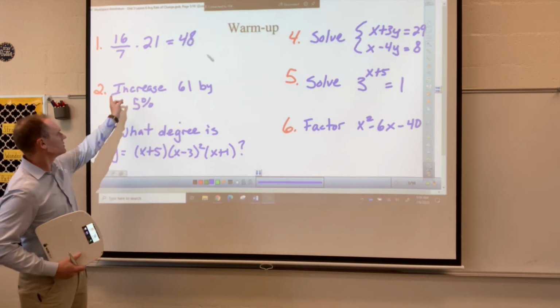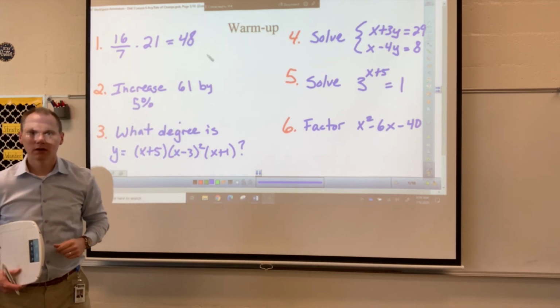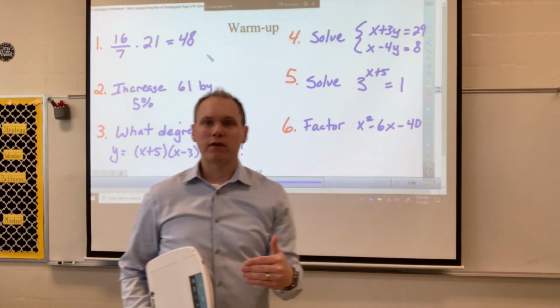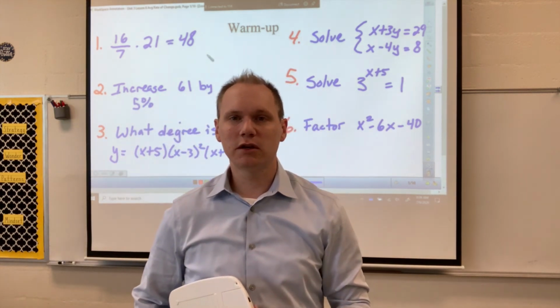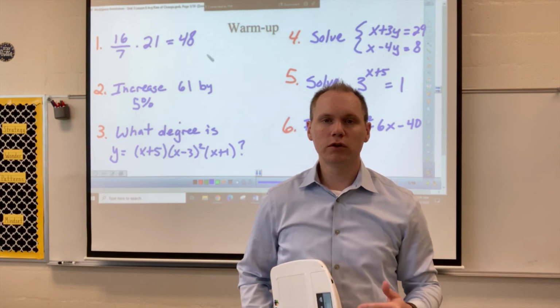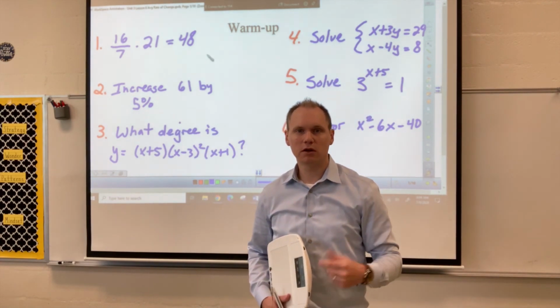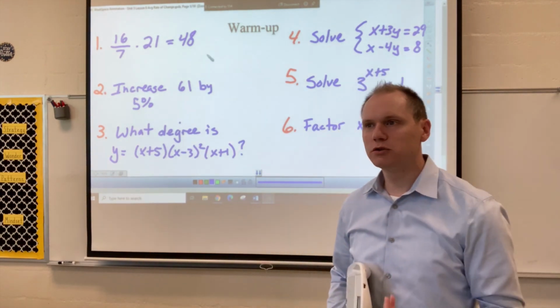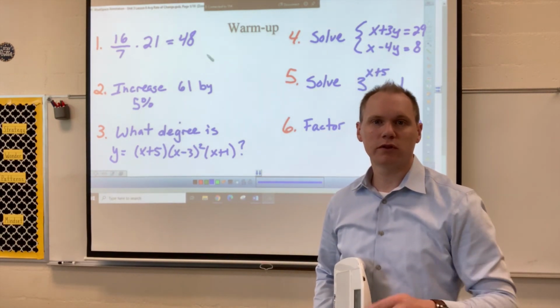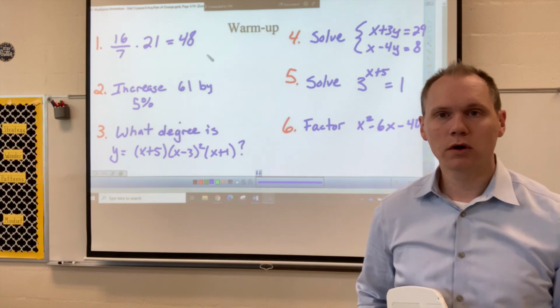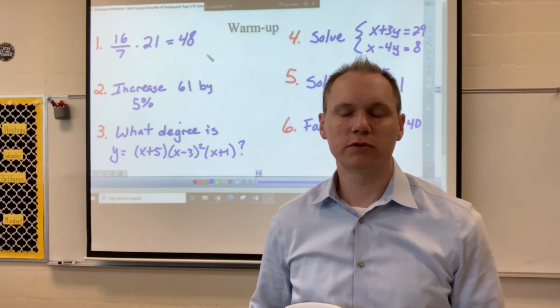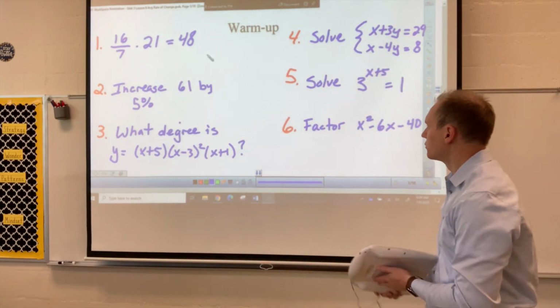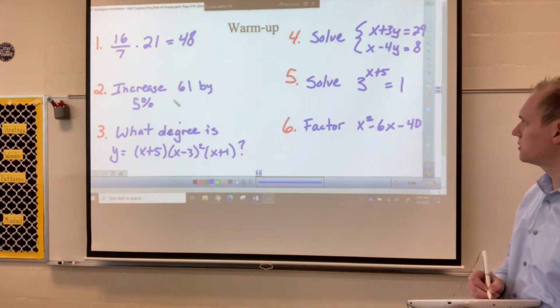Number 2, increasing 61 by 5%. So if you want to increase by 5%, that's 105% of the original value. So really, you're taking 105% of 61 there. And you could do this in 2 steps. You could take 5% of 61 and then add it to 61, or just take 105% of that. So really, it's 105%.